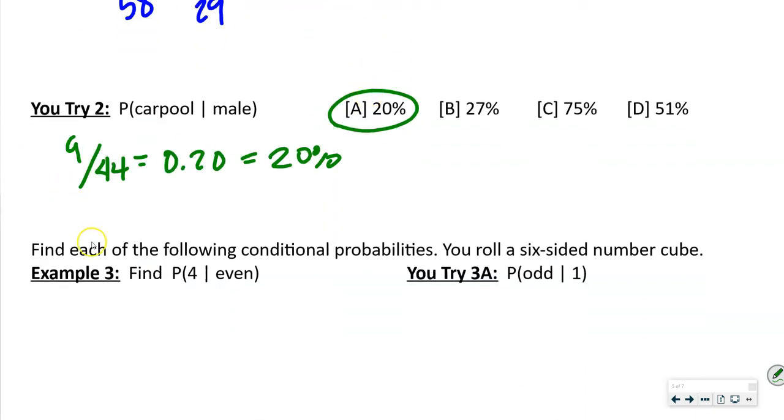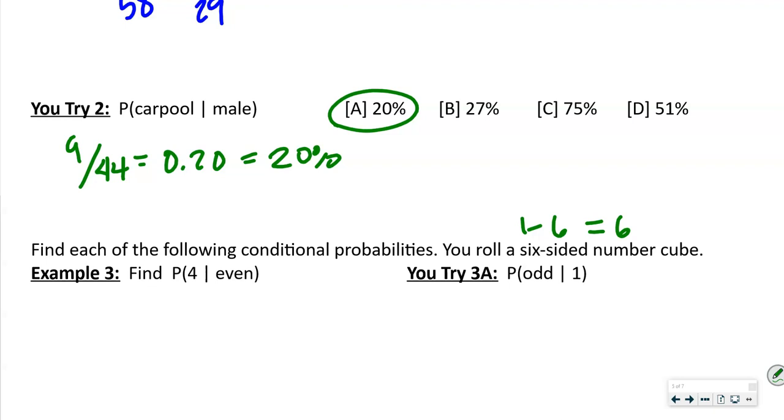It says find each of the following conditional probabilities when you roll a 6-sided number cube. So how many outcomes could you potentially have? Isn't that going to be 1 through 6 here, y'all? So that's 6 outcomes, right? So that's how many potential outcomes we could have.